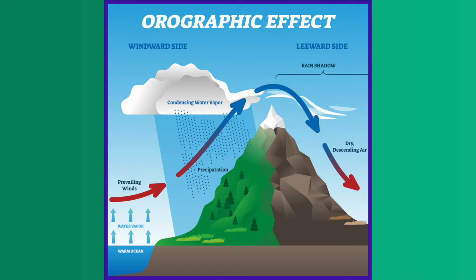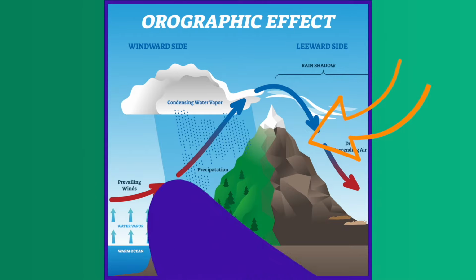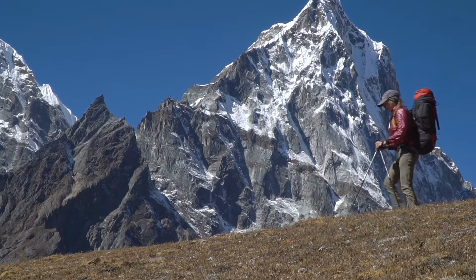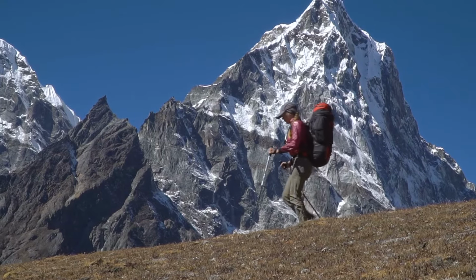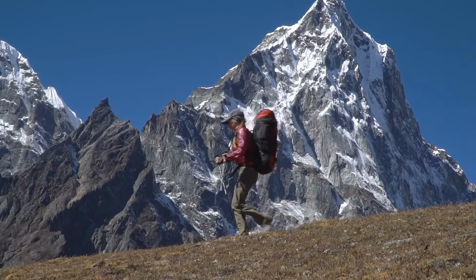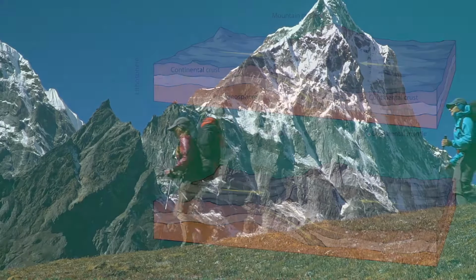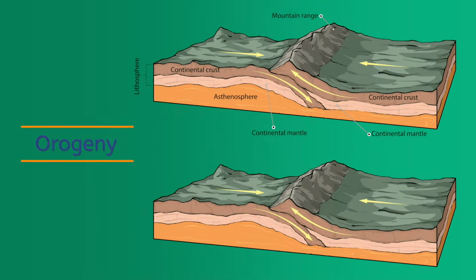So that means we need a physical barrier. Which brings us to the Himalayas. Nicknamed the rooftop of the world, they were formed by another Oro word. Can you guess what it is? Yep, it's orogeny. Remember that from our Europe unit?